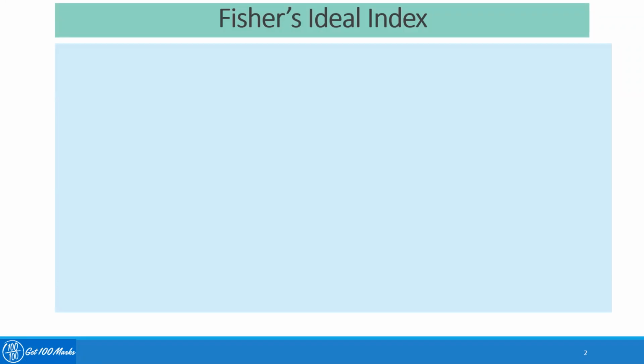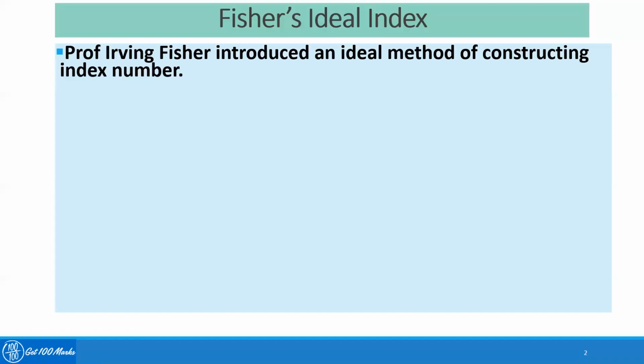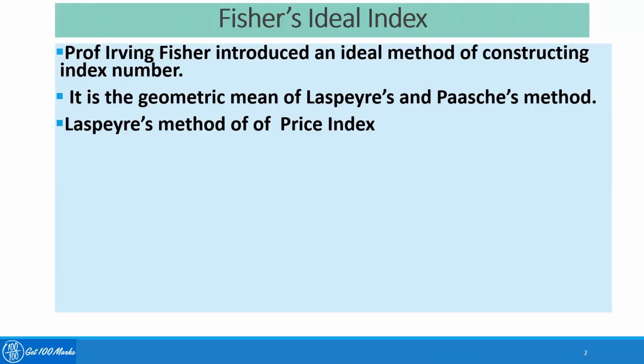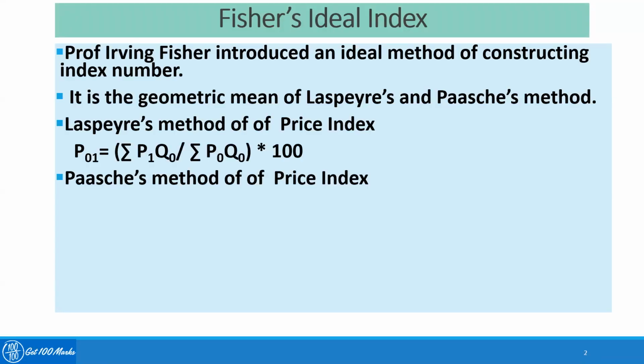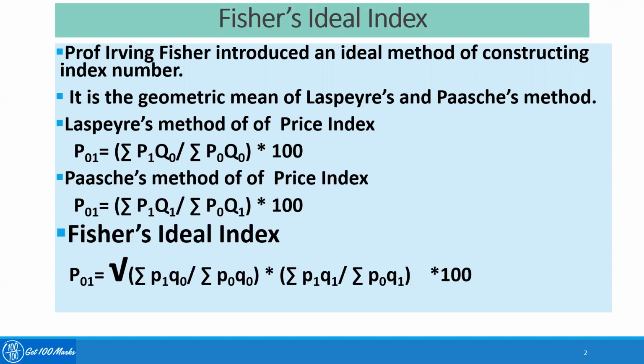We have already discussed in our previous video how to calculate Fisher's index and how it comes as a geometric mean of the Laspeyres method and the Paasche method. And you can see the Fisher's ideal index formula is the square root of summation P1 Q0 by summation P0 Q0, into summation P1 Q1 by summation P0 Q1.